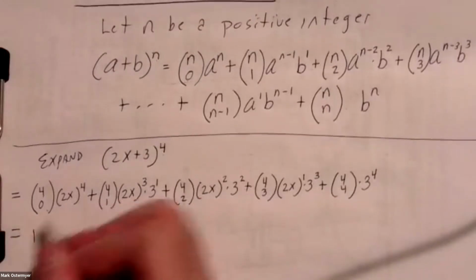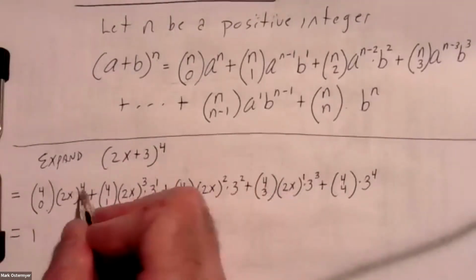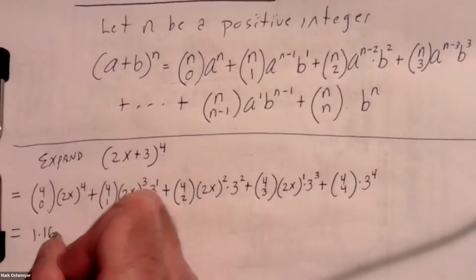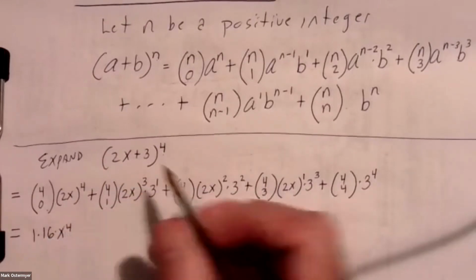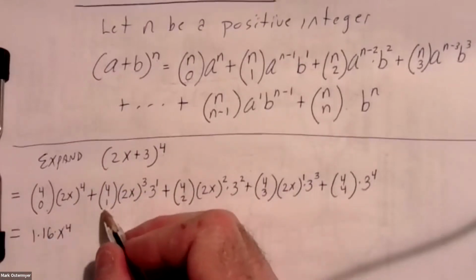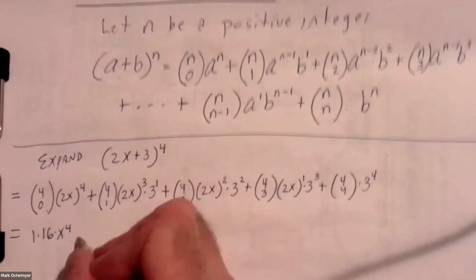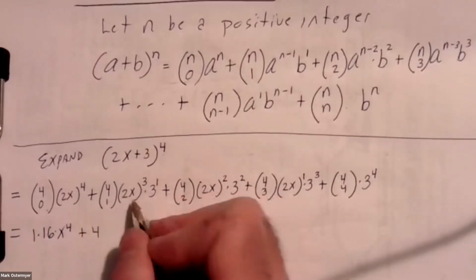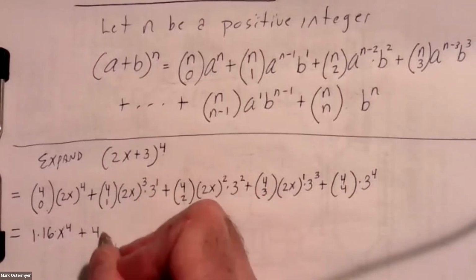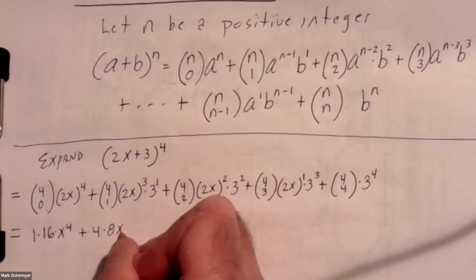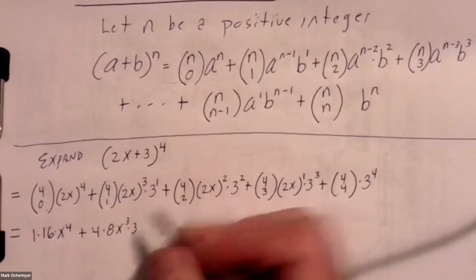So this will be 1. Now 2x to the 4th power, 2 to the 4th power is 16, and then we're going to have x to the 4th. 4 in combination with 1 is going to give us 4. So we'll have 4. Now 2x cubed, 2 cubed is 8. That's times 8x cubed times 3.